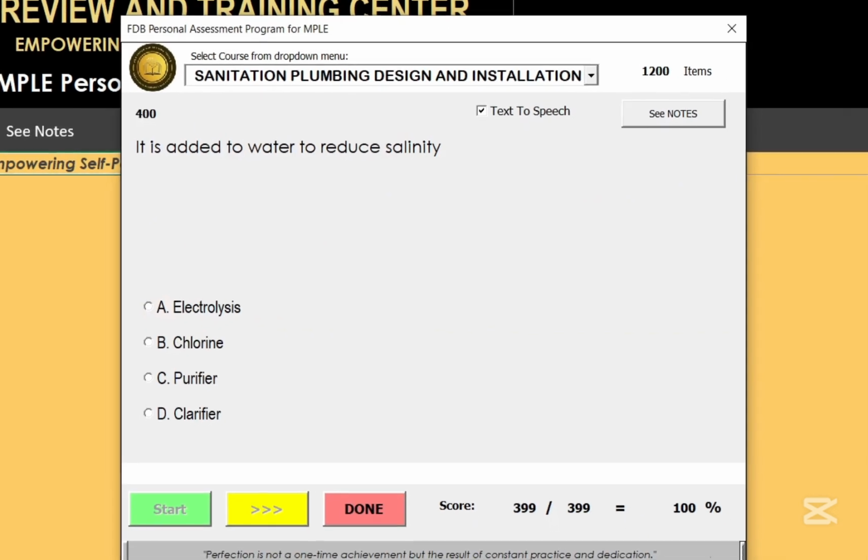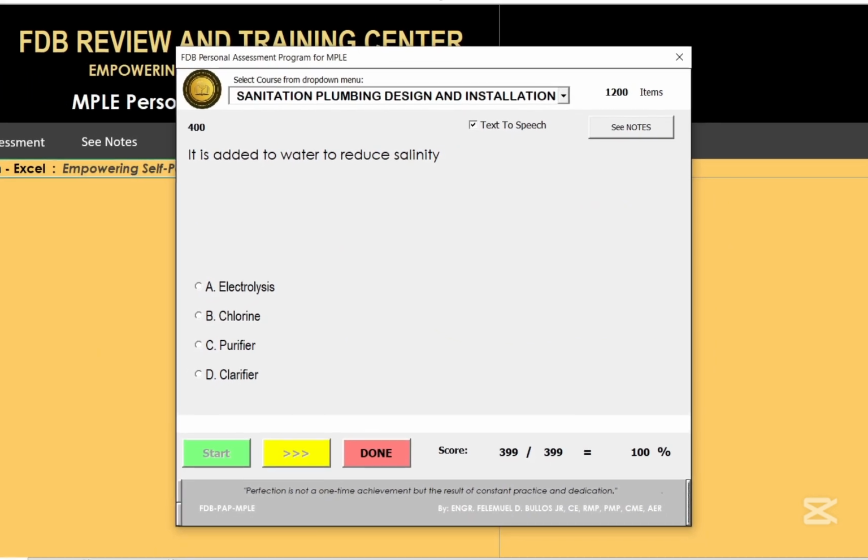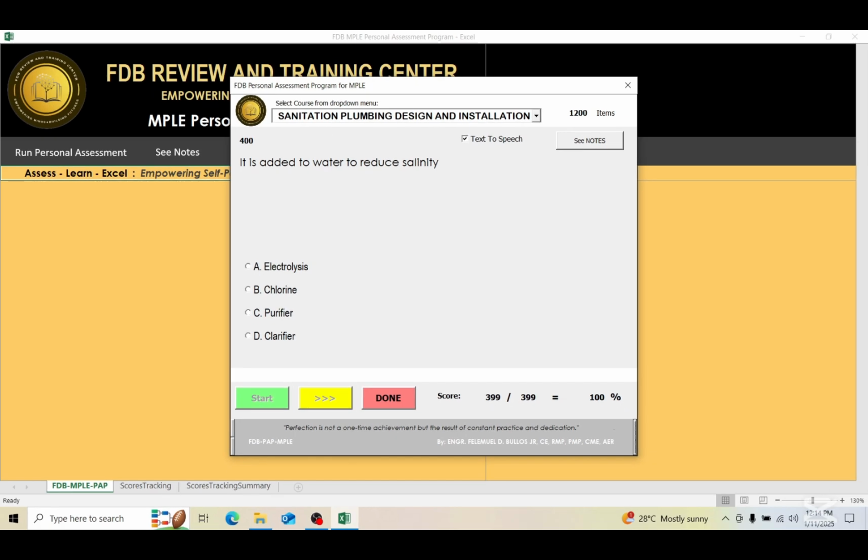It is added to water to reduce salinity. A. Electrolysis, B. Chlorine, C. Purifier, D. Clarifier. Please pick your choice. Option A is your choice, and it's the correct answer. Well done.